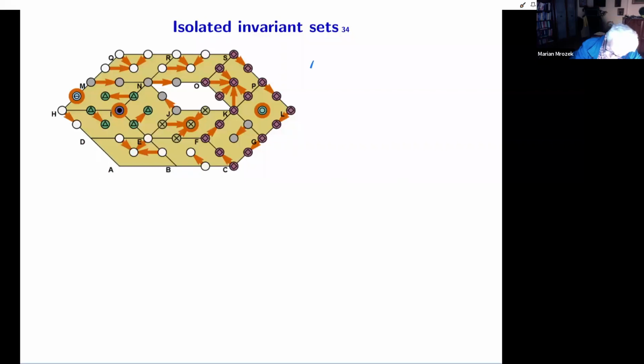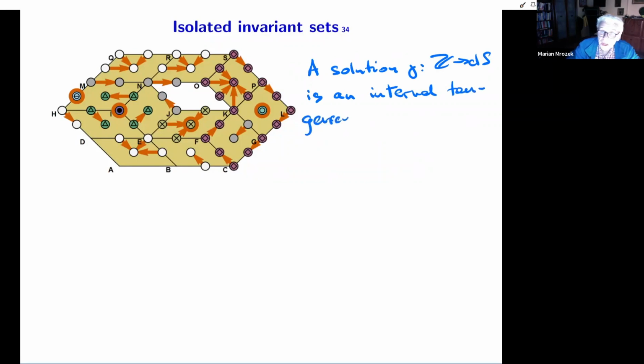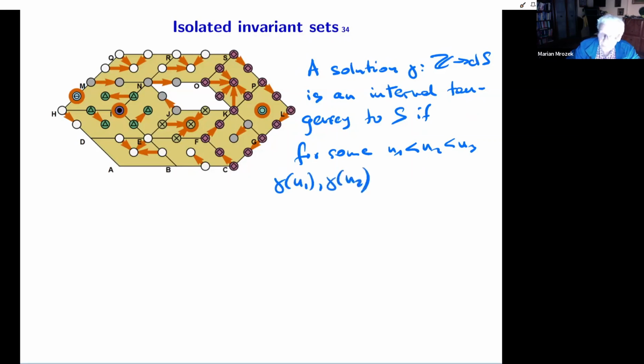Namely, I say that a solution gamma, a full solution to the closure of S, is an internal tangency to S if for some n1 less than n2 less than n3, we have gamma of n1 and gamma of n3 in S, but gamma of n2 not in S.